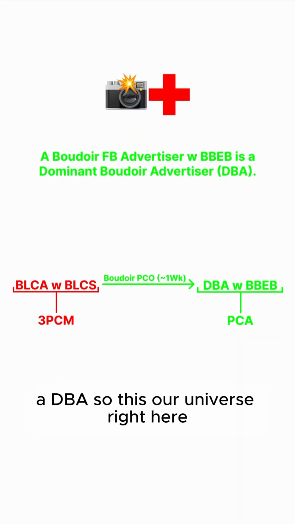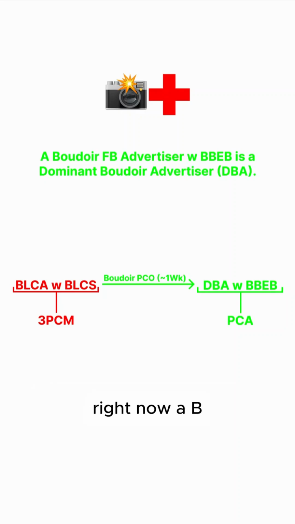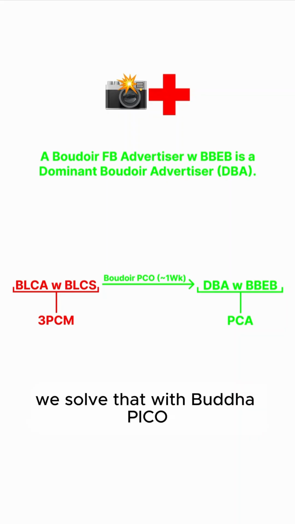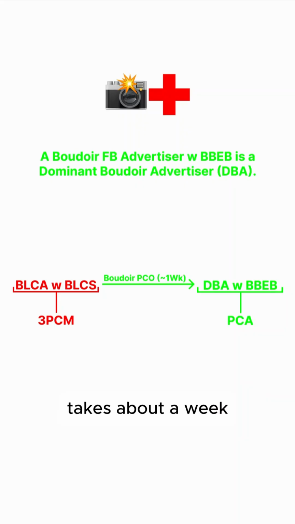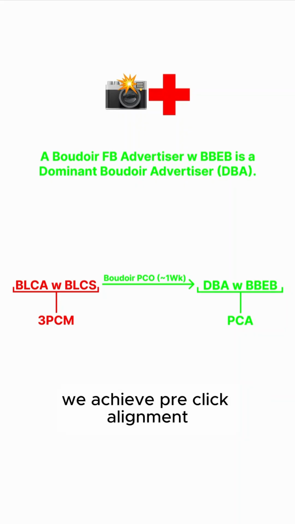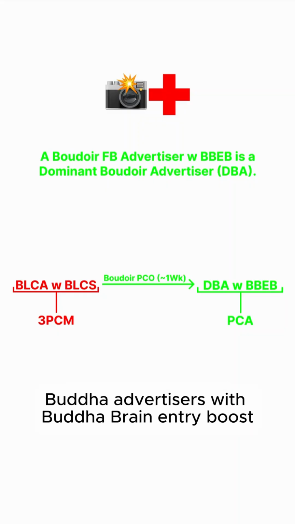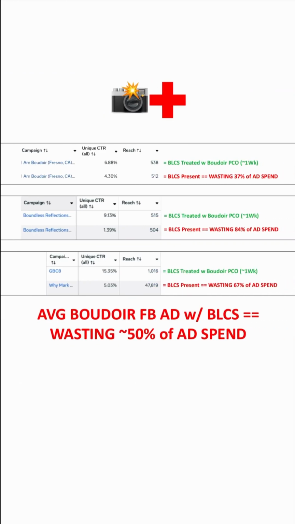So this is our universe right here, right now. A BLCA with BLCS is caused by the 3 pre-click mistakes. We solve that with Boudoir Pico. It takes about a week. We achieve pre-click alignment and we become dominant Boudoir advertisers with Boudoir Brain Entry Boost.